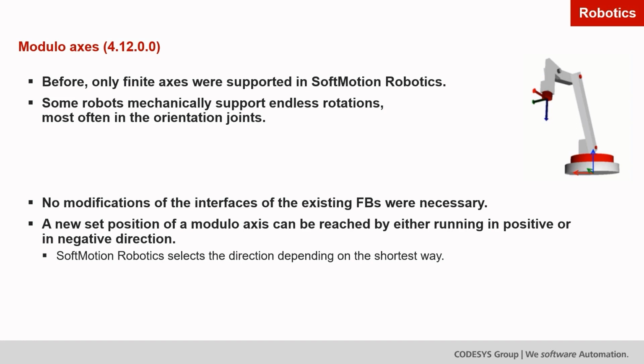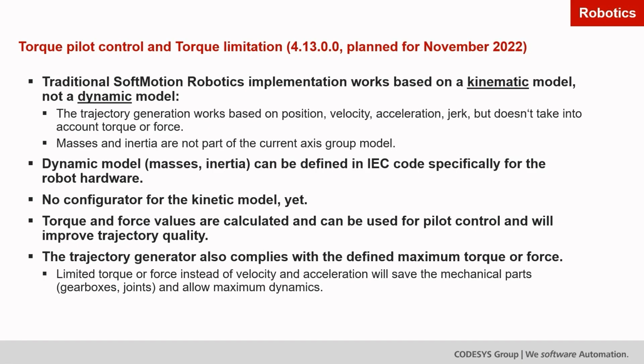No interface changes to the devices were necessary for this. That means it is enough if the axis is configured correctly as a modular axis in its device configuration. Another important new feature of robotics is the torque pre-control and torque limitation, which we will release in version 4.13, planned for the end of this year.